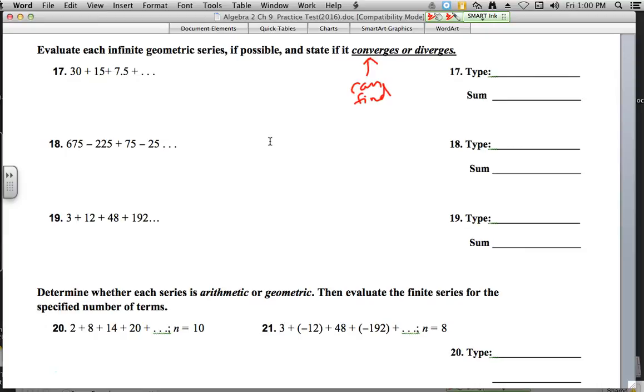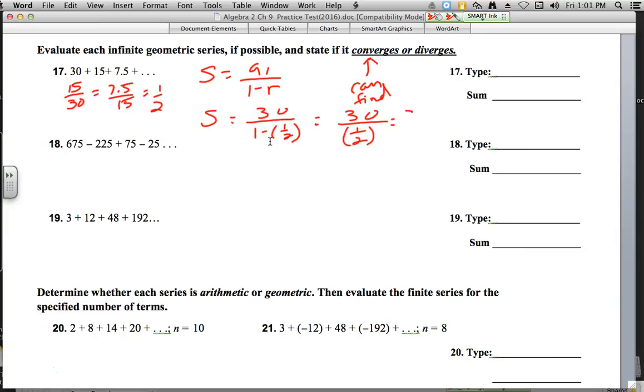So for number 17, I do see that it's getting smaller, which is good. And what I'm doing is I'm trying to figure out what is that common ratio. And the good news is, in this one, it's a 1/2. So I grab my little teeny formula for the sum of a geometric series. And I'm going to put in the first term, which is 30, over 1 minus 1/2. Well, that's going to be 30 over 1/2. And when you divide fractions, you multiply by the reciprocal. So that's really going to give me 60. So this one converges, and the sum is 60. So if the numbers have a common ratio here, where they're moving further and further down by that same common ratio, then it will converge.